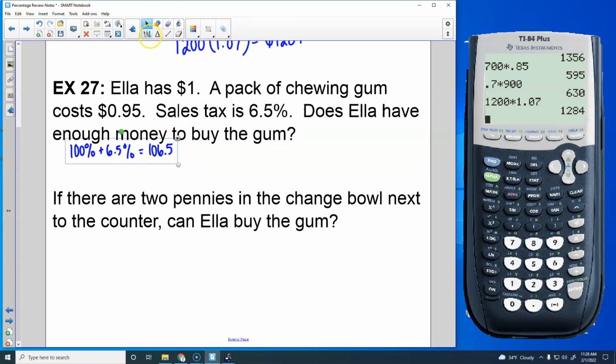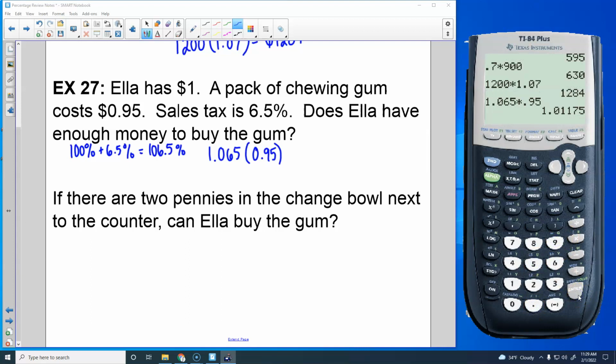What is that as a decimal? 1.065. We're going to multiply that by the price of the gum, 95 cents. Right? So if we multiply these together, we're going to get 1.01175.